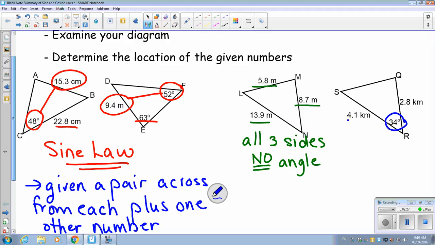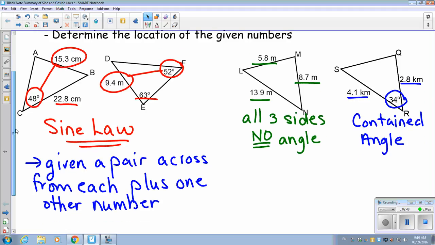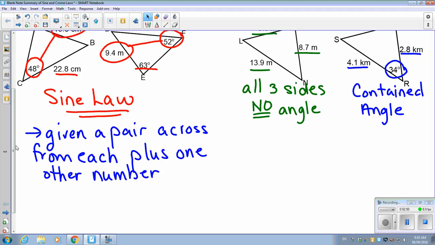This time there's a side and a side on either side of the angle. This is called having a contained angle. That means it's between the 2 sides. When you have either of those situations, when you know all 3 side lengths, or you have a contained angle, that's when you use the cosine law.